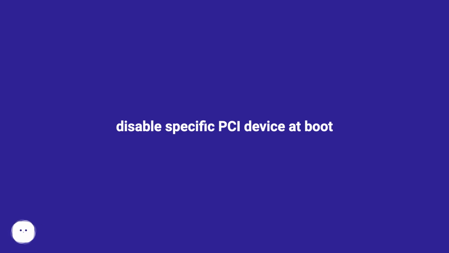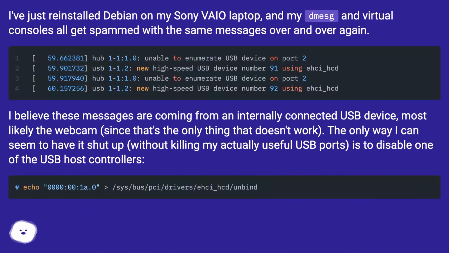Disable specific PCI device at boot. I've just reinstalled Debian on my Sony Vaio laptop, and my Mesk and virtual consoles all get spammed with the same messages over and over again.